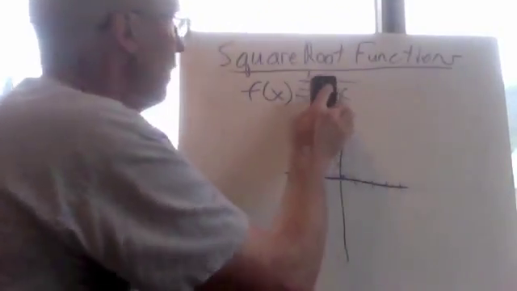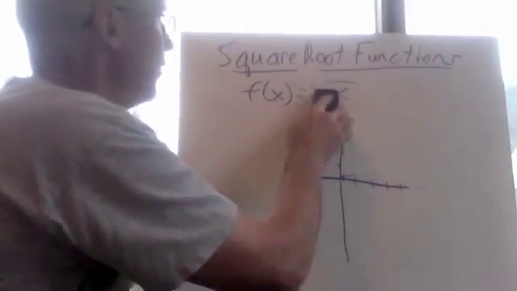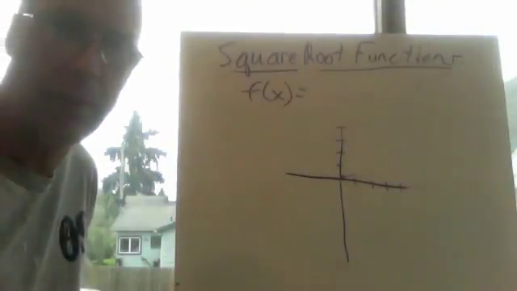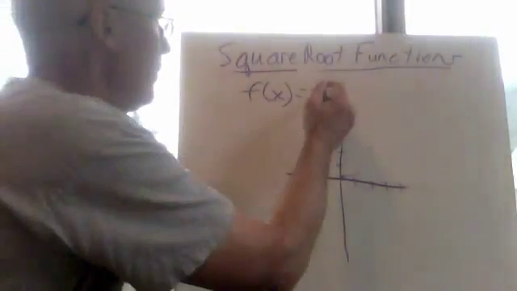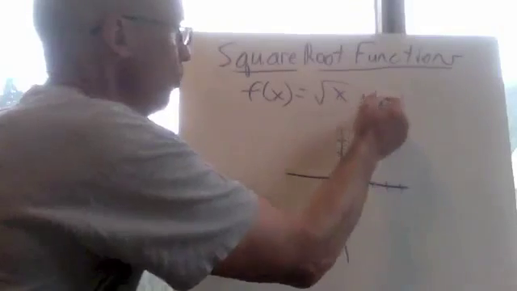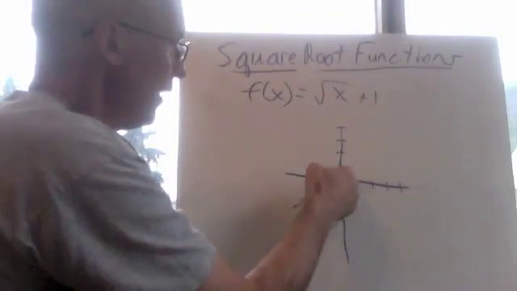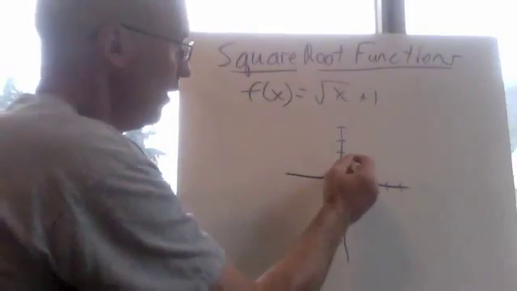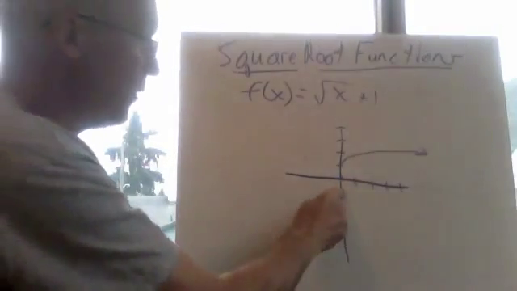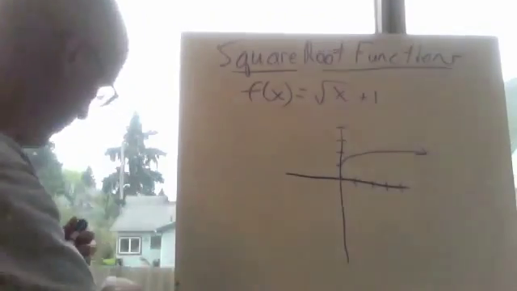Let me rewrite this a little bit. It's just like what we did with parabolas. If it's the square root of x plus 1, that just moves everything up, and it's going to go out from there. If it was minus 1, of course, it would move everything down 1 and would go out from there.